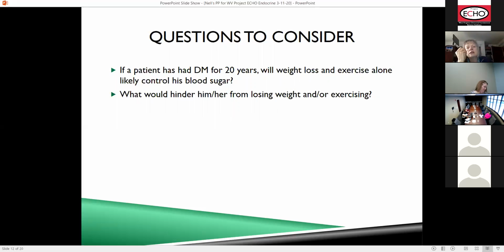So let's go to the other end now and discuss: what if you have a patient in front of you who's had diabetes for 20 years? We're going to talk about whether weight loss and exercise alone is going to do much, and what would hinder this person from losing weight or exercising. So next slide so we can see the chart again.